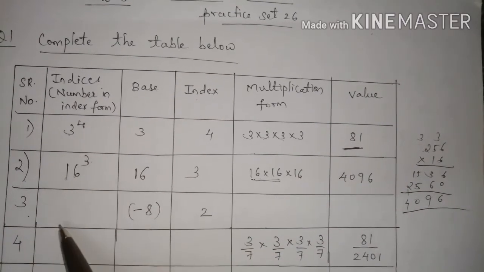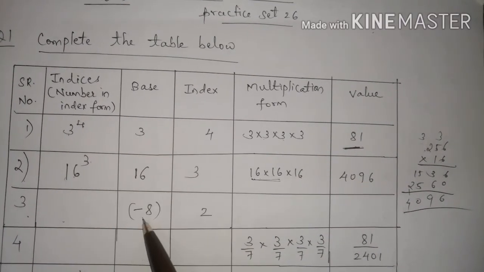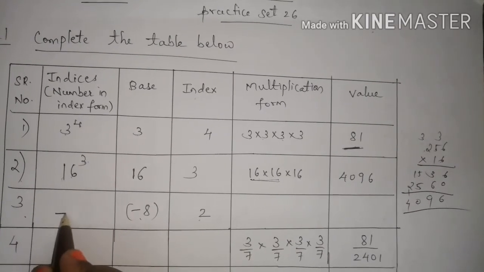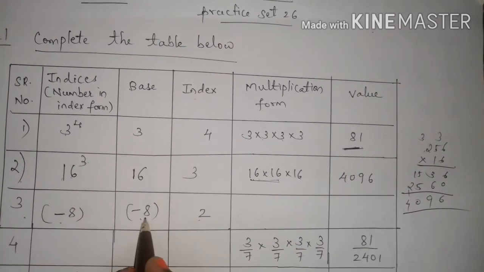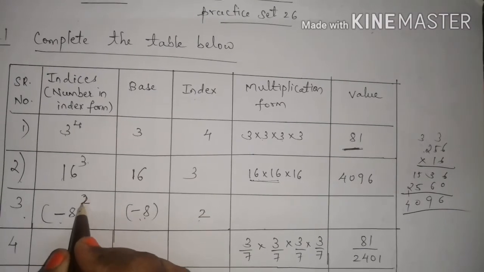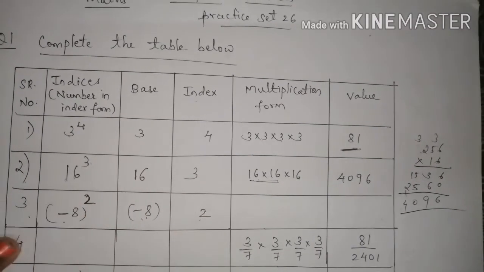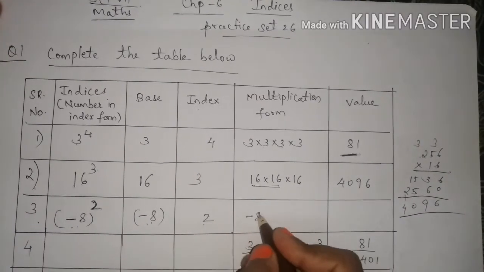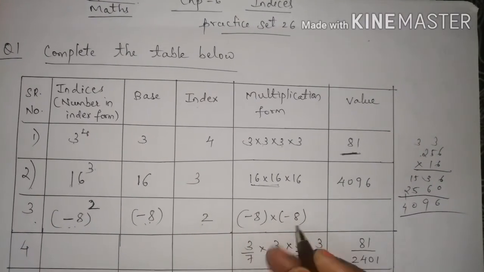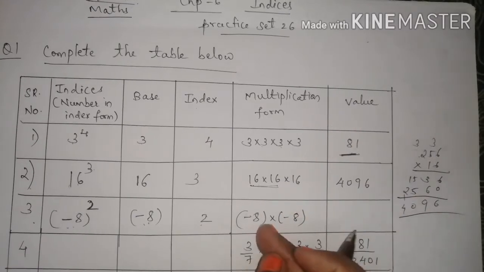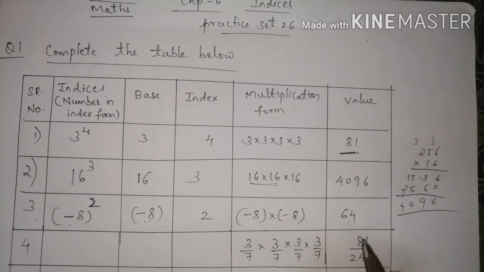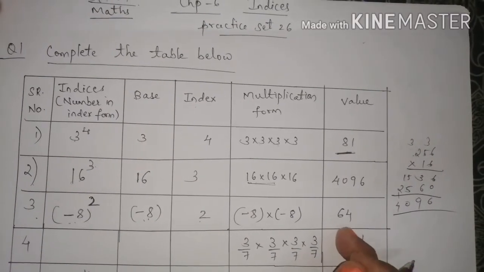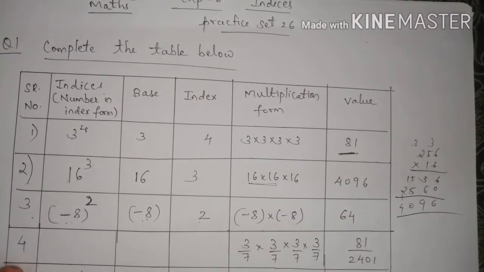Now in the third one, the first column is not given. They have given base -8 and index 2. So let us make this number in index form. -8 is written down as the base, and the index is written at the top, so -8 raised to 2. Then in multiplication form, -8 is multiplied 2 times, so -8 into -8. Now the value: 8 8s is 64. And what about the sign? Minus minus in multiplication becomes plus. We don't write the plus, so the answer is 64. Now let's see the fourth sum.